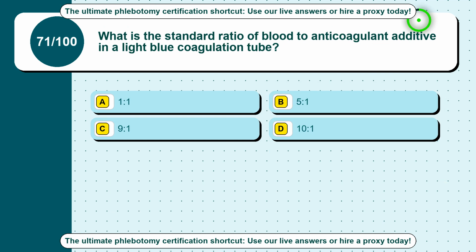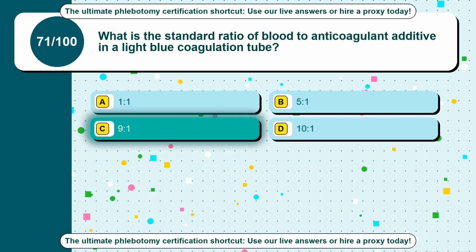Question 71. What is the standard ratio of blood to anticoagulant additive in a light blue coagulation tube? Option A 1:1, option B 5:1, option C 9:1, option D 10:1. The correct answer is option C, 9:1.